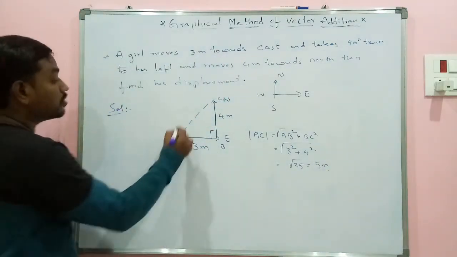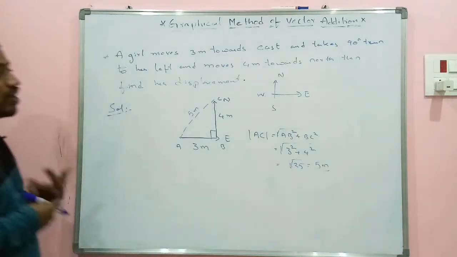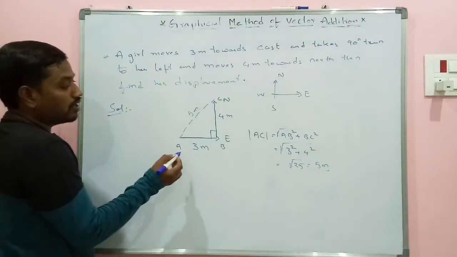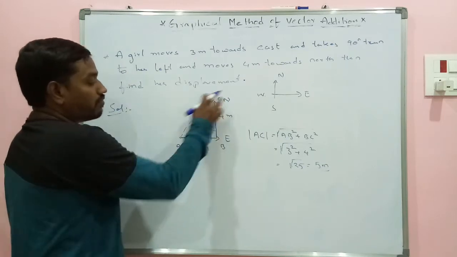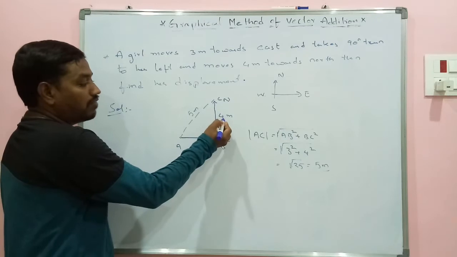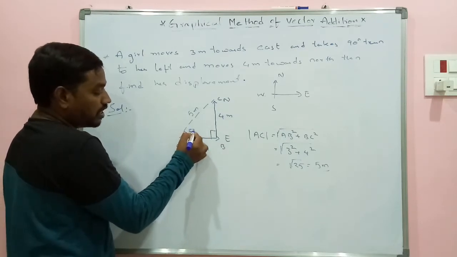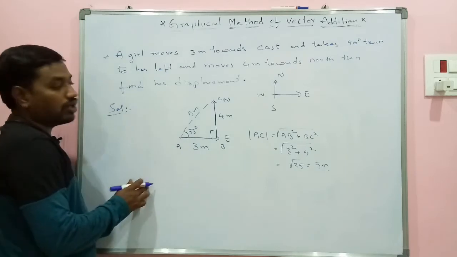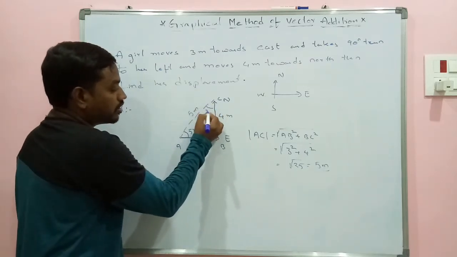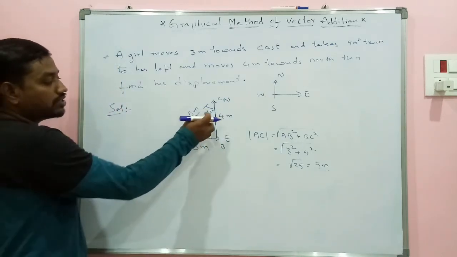So this distance will be 5 meters. Now what will be the direction? Okay, we got the magnitude. What about the direction? Remember, it is a right angle triangle, very special triangle, 3, 4, 5. So the angle opposite your 4 meters will be 53 degrees only. The angle opposite to 3 meters will be 37 degrees. 90 degrees, 53 degrees and 37 degrees.